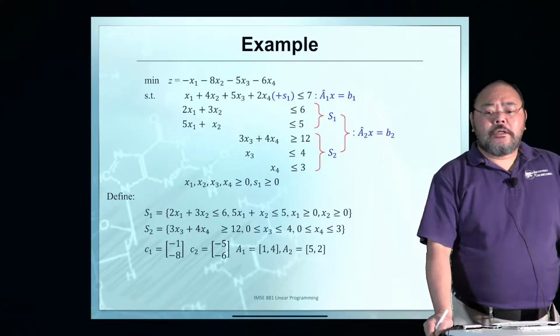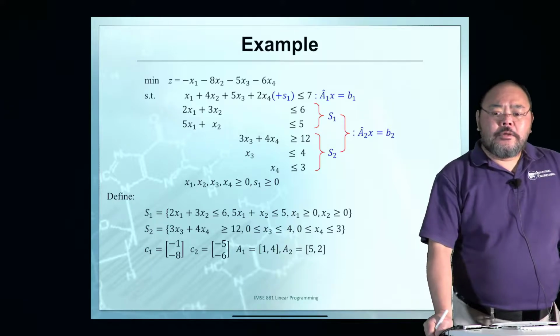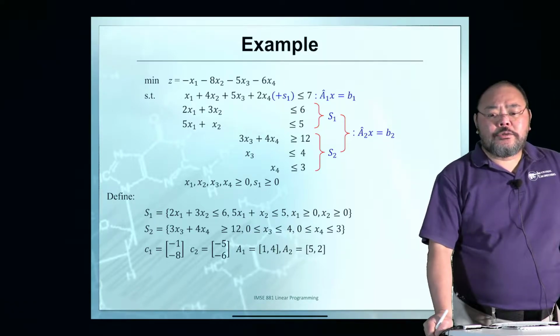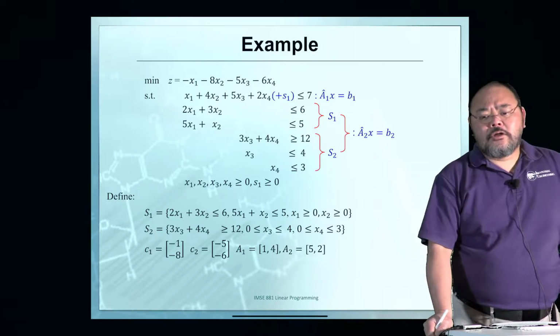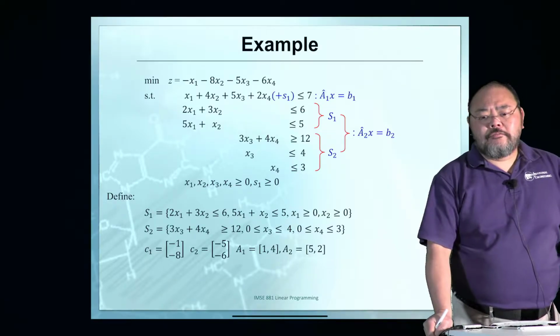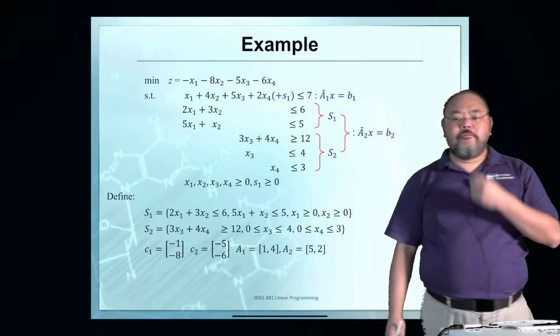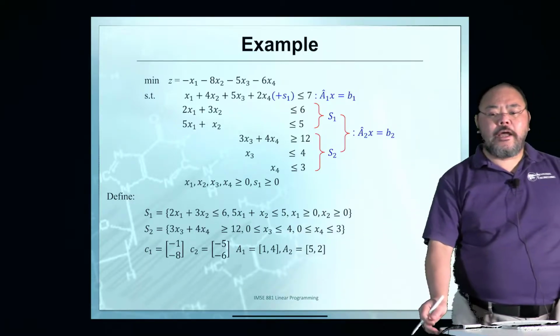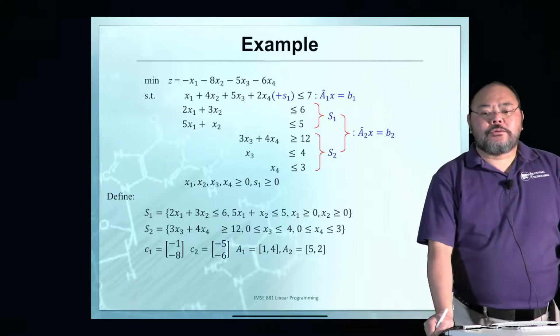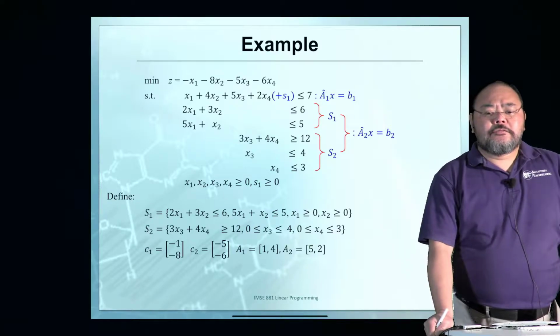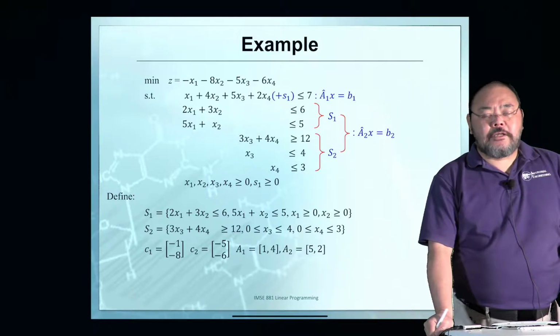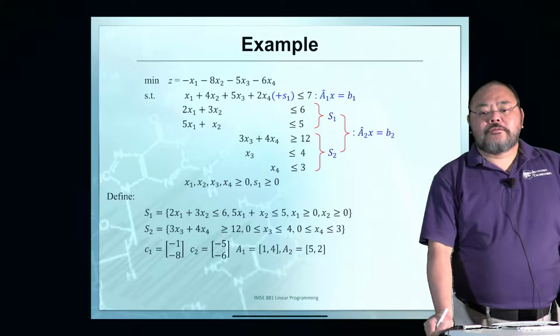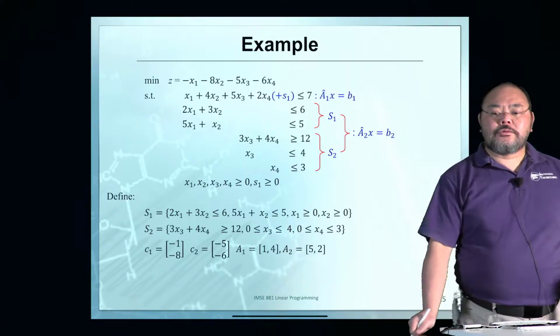In S1, we have two sets of constraints, A1 and A2. And A1 is one single constraint. We refer to it as a global constraint, or a difficult constraint, because if we involve this constraint, all the variables have to be involved: x1, x2, x3, and x4. This constraint is x1 plus 4x2 plus 5 times x3 plus 2 times x4 plus s1, which is my slack variable, and it equals 7.